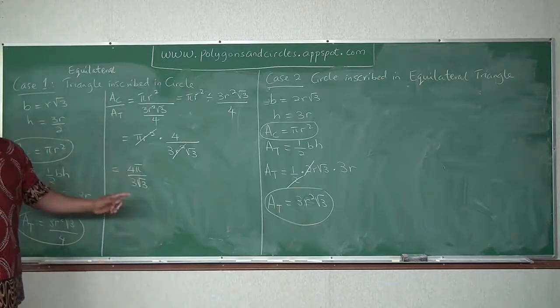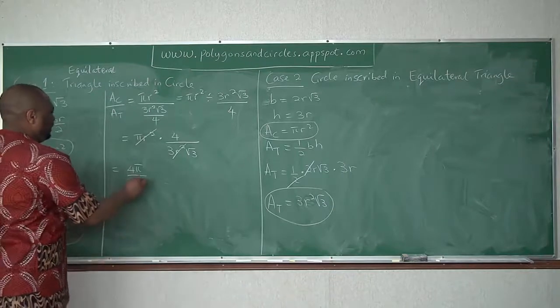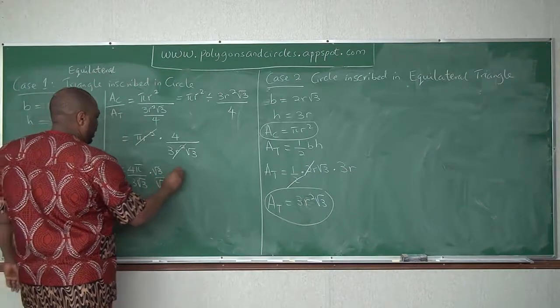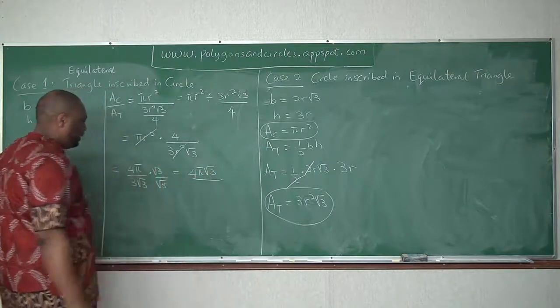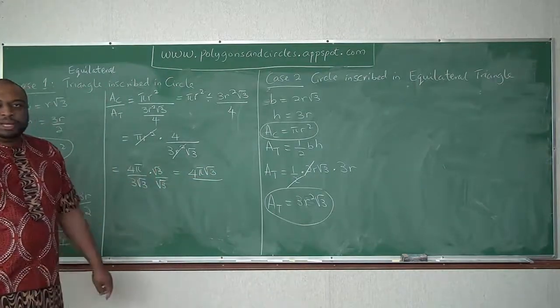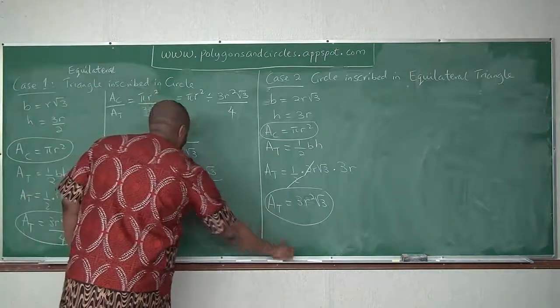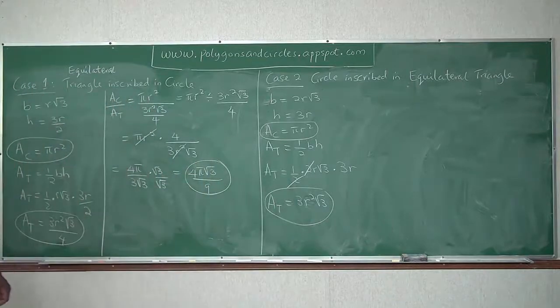Well, we don't leave it like this. We need to rationalize. So this will be times root 3 all over root 3. And that will give us 4 pi root 3 all over root 3 times root 3, which is 3. 3 times 3 is 9. And this becomes our answer here: 4 pi root 3 over 9. That's it. Okay? That's it. 4 pi root 3 over 9.